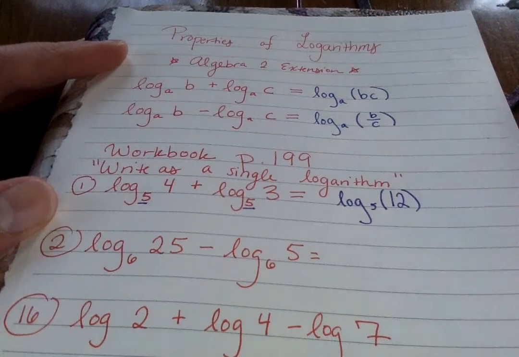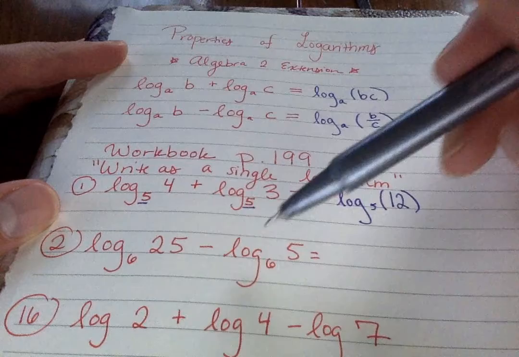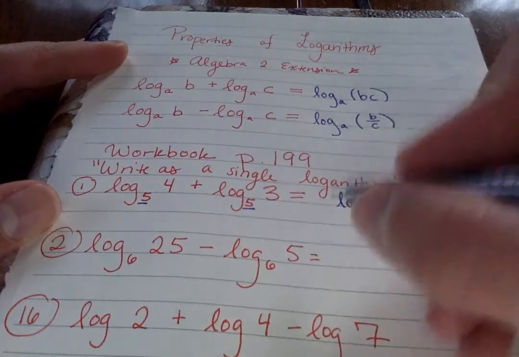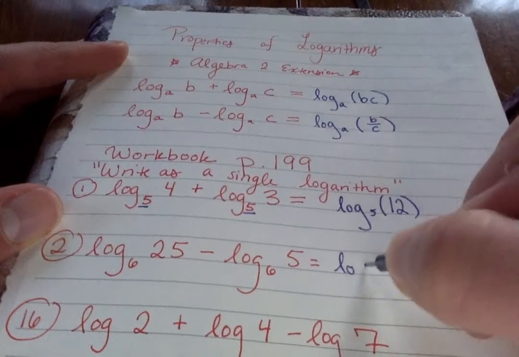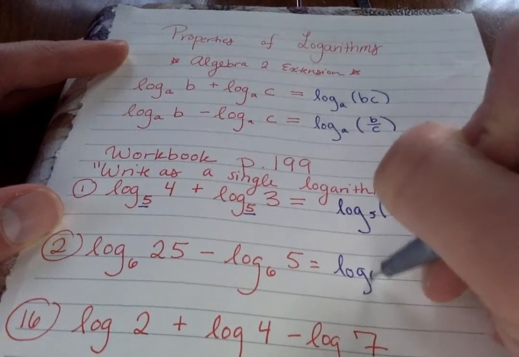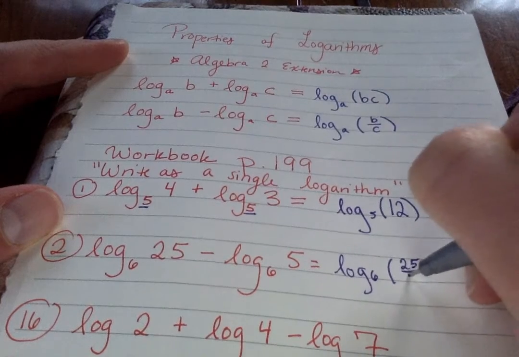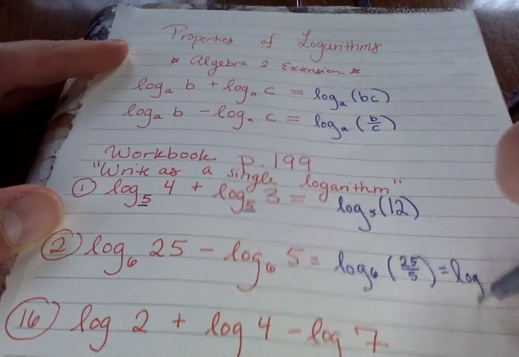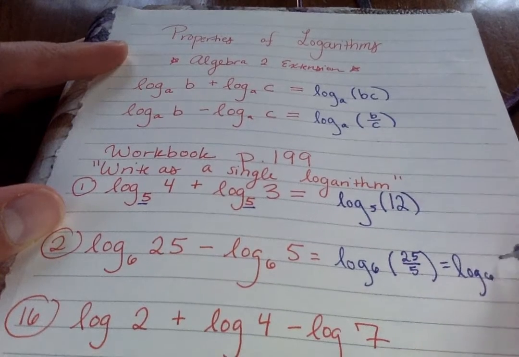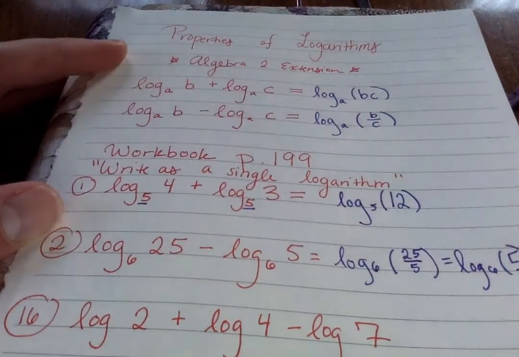Let's do the second one. Now we have log base 6 of 25 minus log base 6 of 5. Well, it's subtractive, so we use the second rule. It's log base 6 of 25 divided by 5. Well, 25 divided by 5 is 5, so now I can rewrite this as log base 6 of 5. You'll see why that is simpler. It's much shorter than having these two together.